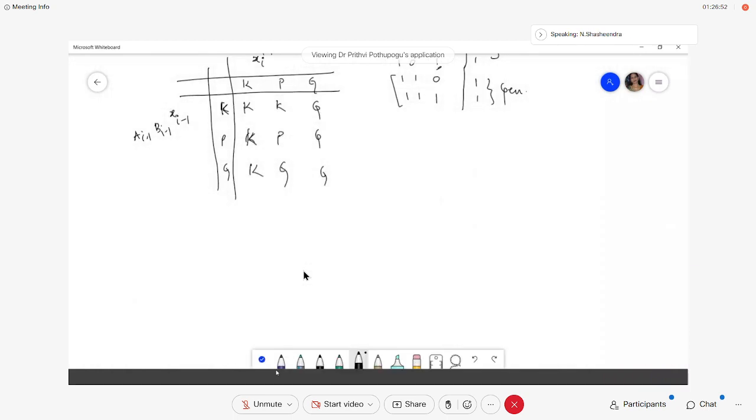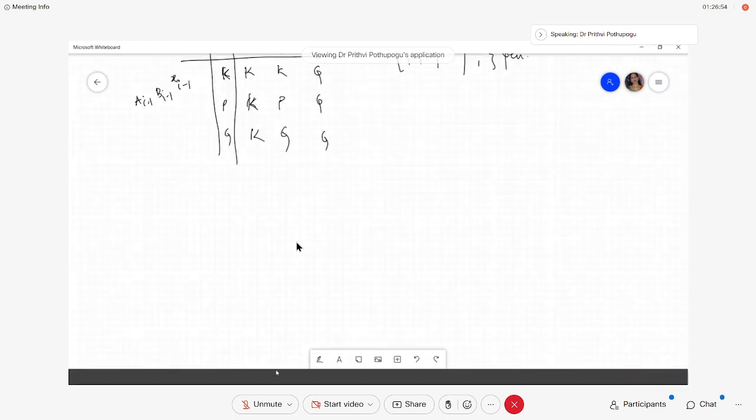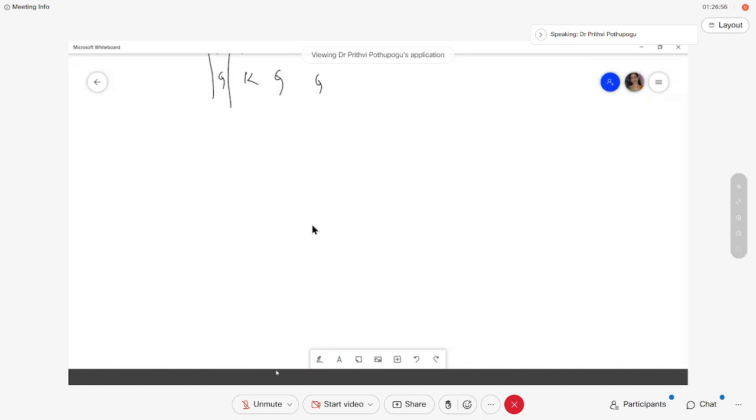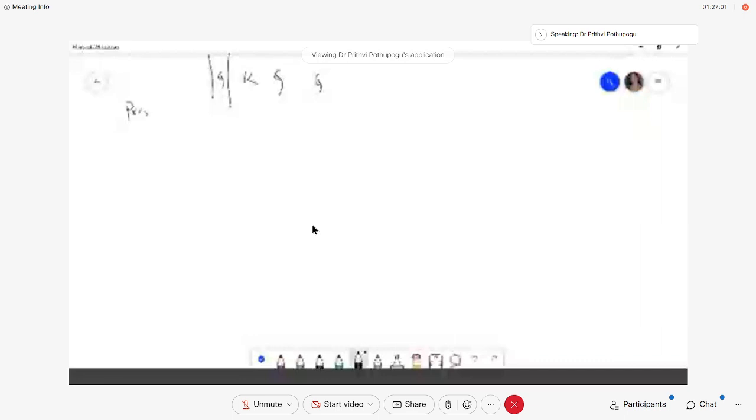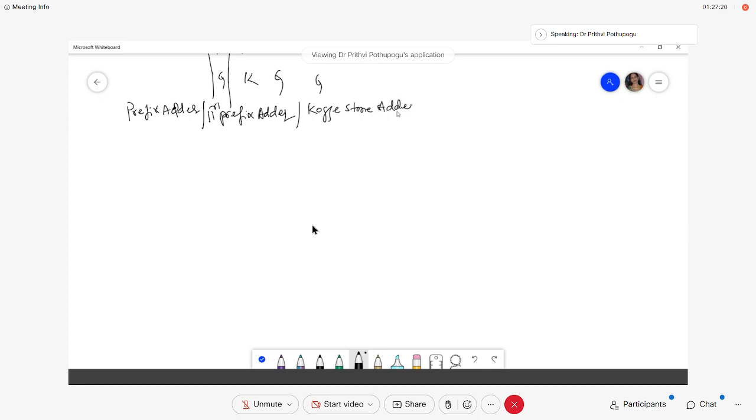Now, in this addition process of something like a prefix adder, a parallel prefix adder, it is nothing but the Kogge-Stone adder. A combination of this along with carry look ahead, if you take, it's a Kogge-Stone adder.